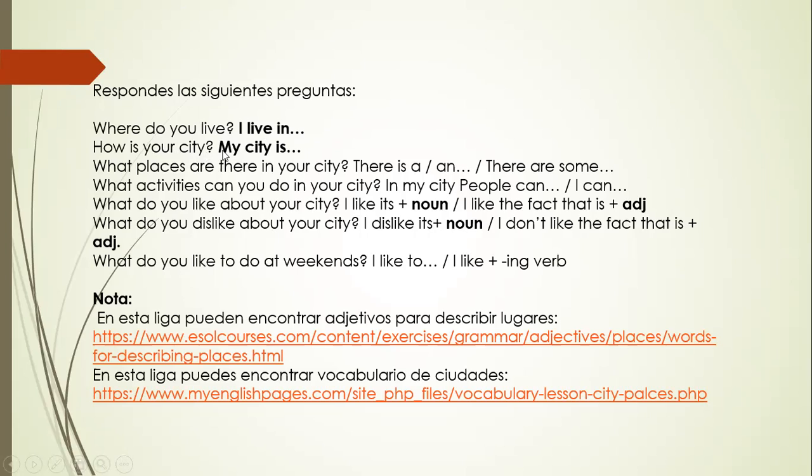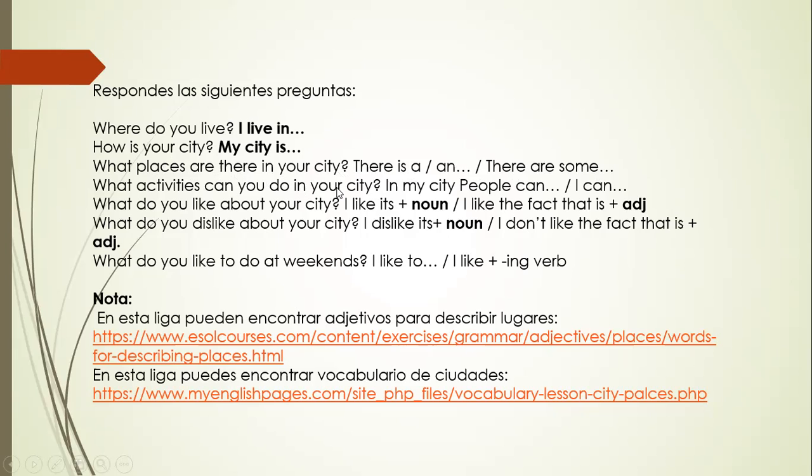How is your city? Aquí ustedes me van a describir su ciudad. ¿Cómo es su ciudad? Grande, pequeña, contaminada, bonita, etc. Ahorita vamos a ver adjetivos para describir lugares. What places are there in your city? Aquí van a utilizar there is, there are. Por ejemplo, there is a cathedral, there is a zoo, there are some museums, etc.